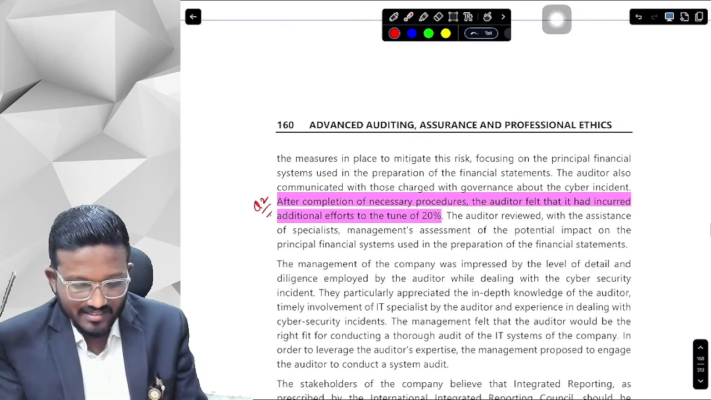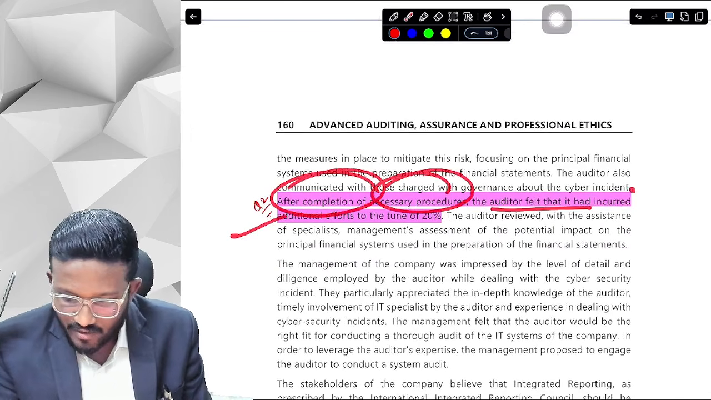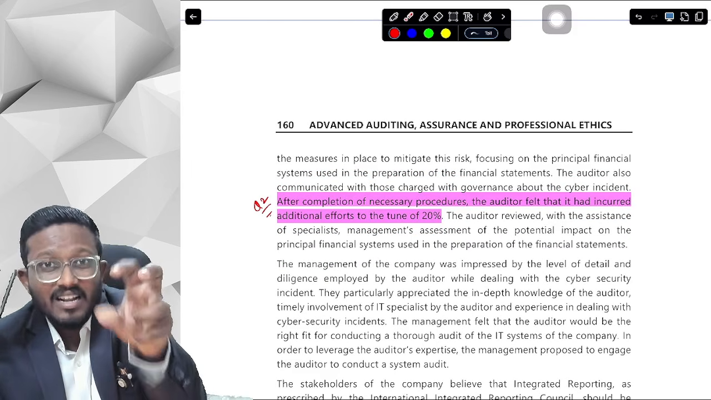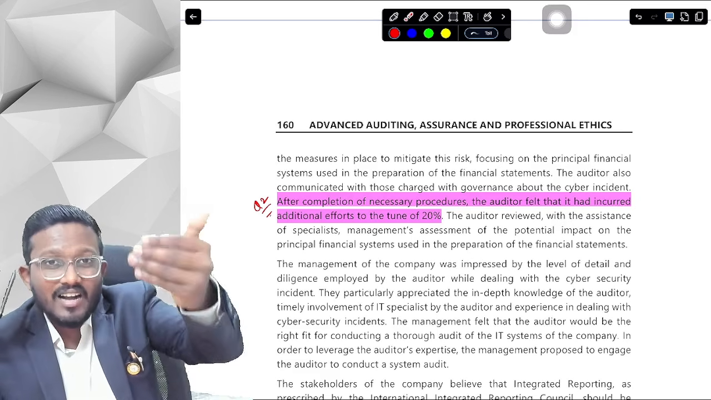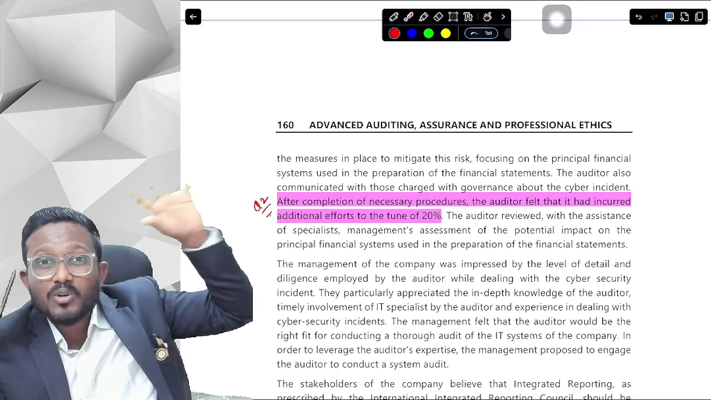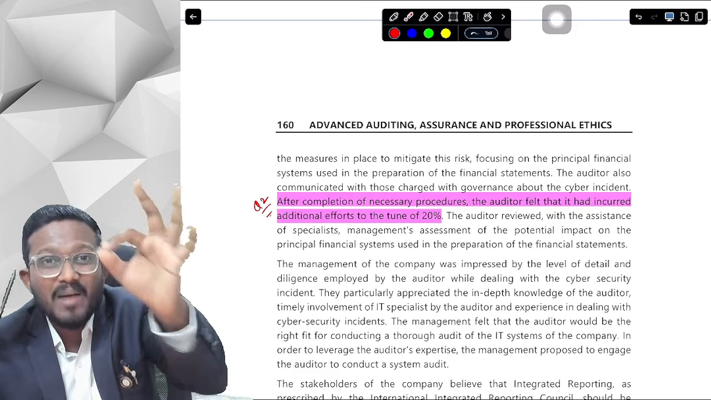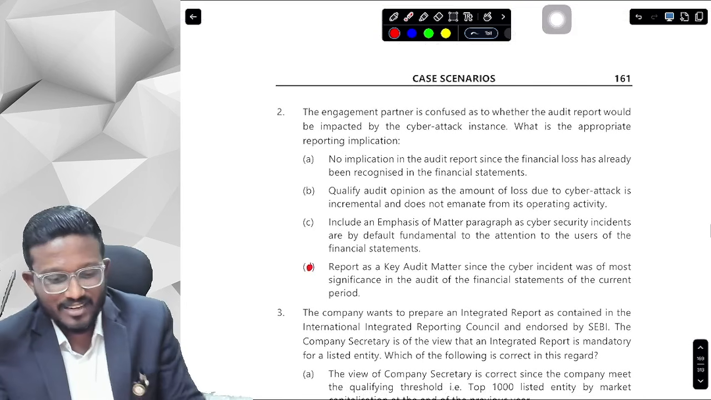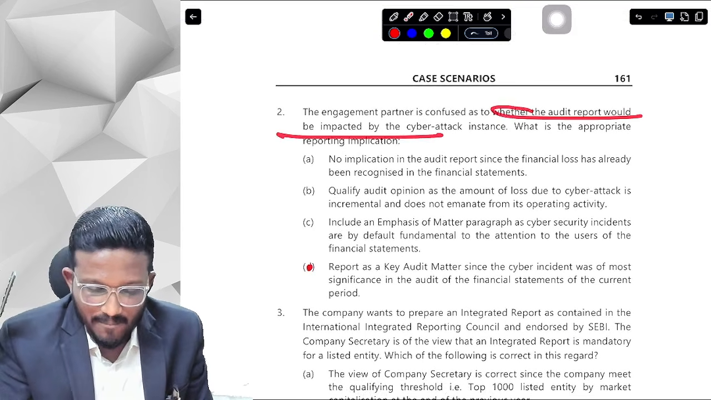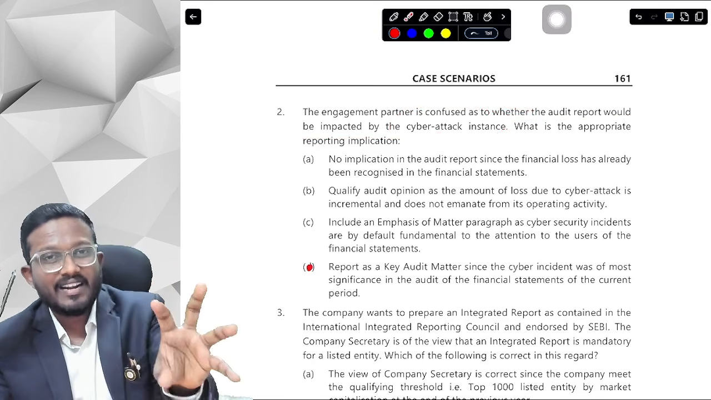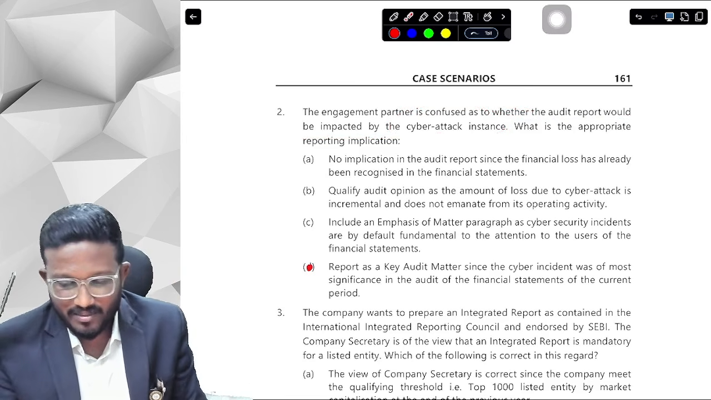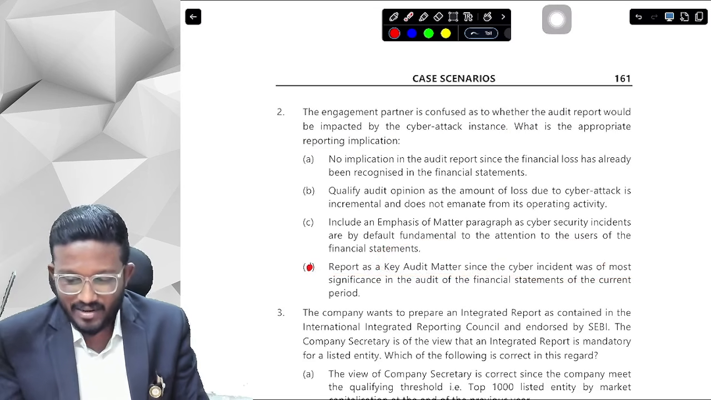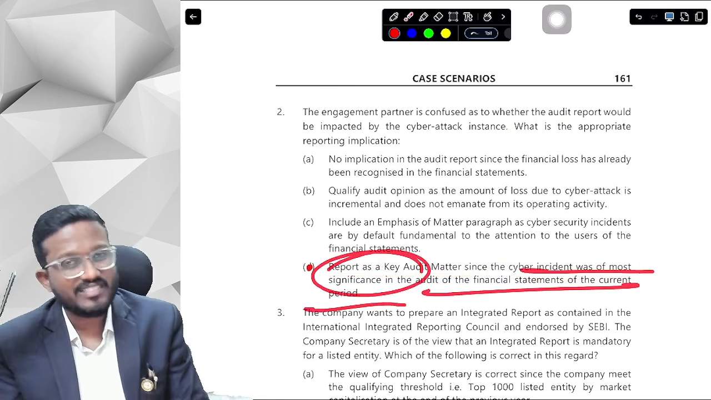Okay, yes. See, next, second is, after completion of the necessary procedures, we felt that we had incurred additional efforts to the tune of 20%. So in this particular area, we have incurred our time and efforts of 20% of the total audit, which means we have incurred significant time and efforts on this particular matter. So it will be classified as a key audit matter. We are confused whether to report the impact of the cyber attack instance. On the cyber attack instance, we incurred our time and efforts of 20%. So what is the appropriate reporting implication, sir? We need to report it as a key audit matter, since the cyber incident was of the most significance in the audit of financial statements of the current period.